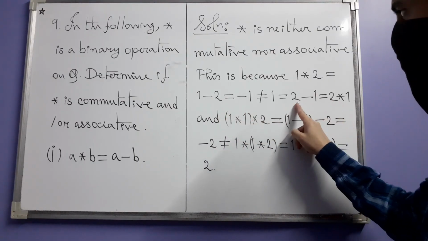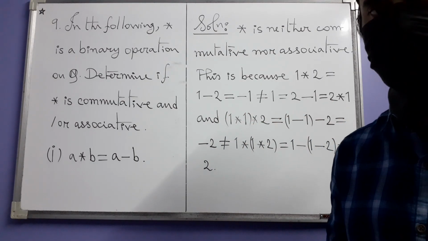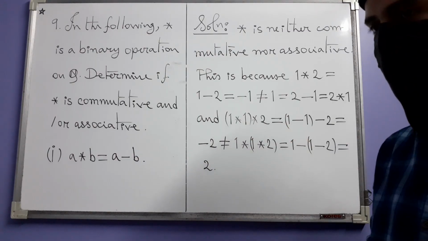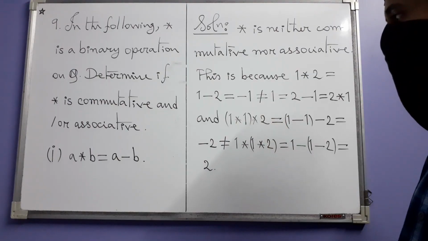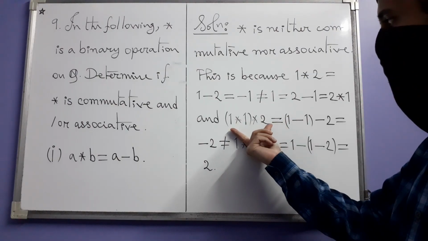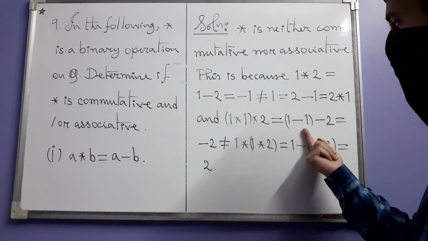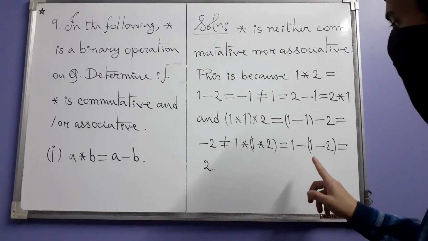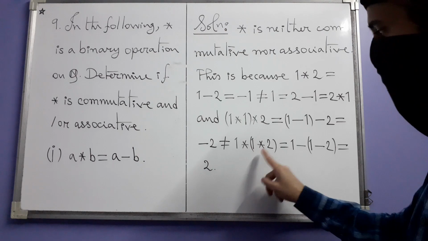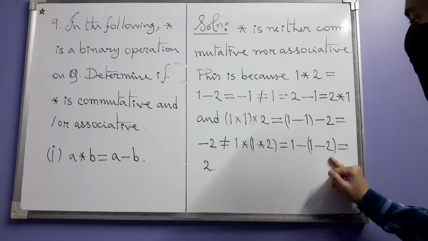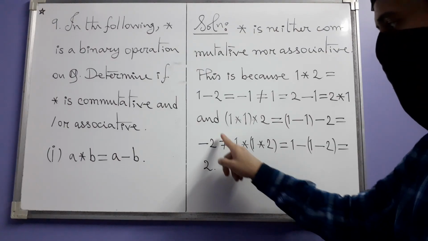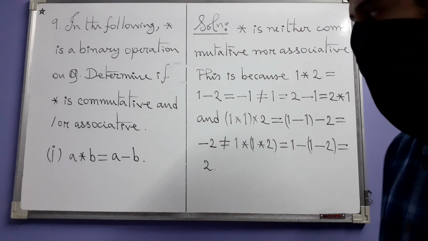Whereas 2 star 1 is 2 minus 1, which is 1. They are not the same. And for associativity, we just arbitrarily take anything, say 1, 1 and 2. This combination of the product gives us what? 1 minus 1 minus 2. That means minus 2. Whereas if you consider 1 star 2, then you get 1 minus of 1 minus 2, which is 2, and they are not equal.